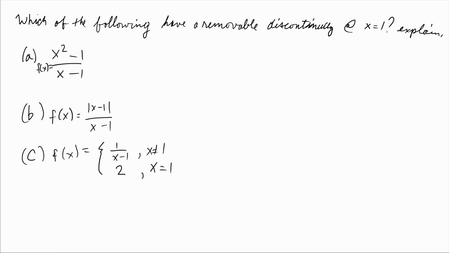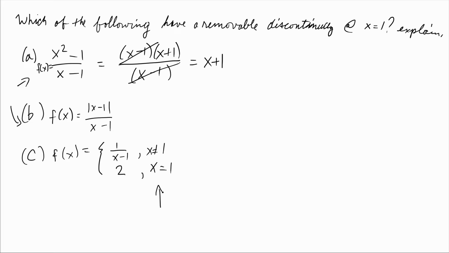Okay, now here's the solution. We'll work through each one. Now on the first one, notice that it's nice and factorable. x minus 1, x plus 1, x minus 1. So actually, these cancel and you end up just getting x plus 1. Now, really, there's kind of an issue here because at least for part A and part B, x equals 1 is not even in the domain. x equals 1 is in the domain here. So really, for these two guys, they're actually continuous on their domain.